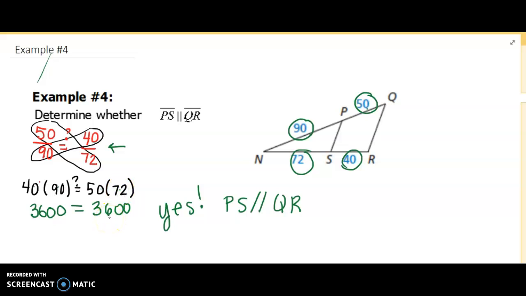I got 3,600 equals 3,600. That is a true statement, so they are proportional. And therefore, yes, PS has to be parallel to QR.